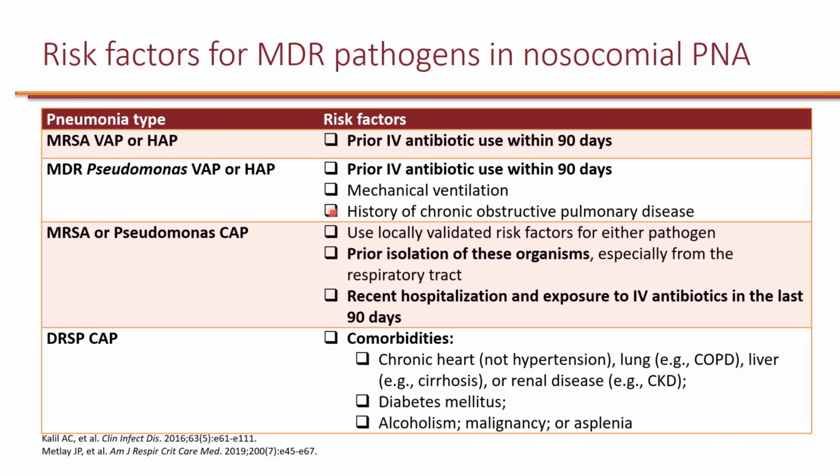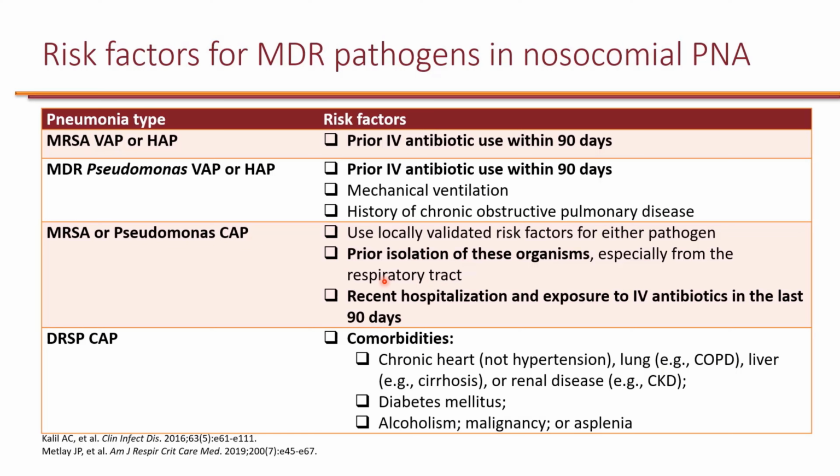Now for multi-drug resistant Pseudomonas, also two other risk factors include mechanical ventilation as well as history of chronic obstructive pulmonary disease. Now when we look at the guidelines for CAP, you can see that for MRSA or Pseudomonas, they actually recommend to use a locally validated risk factor for either pathogen. So it really depends on the hospital because they couldn't find a validated risk factor that will work across the country. And one strong risk factor for MRSA or Pseudomonas is actually a prior history of isolation of these organisms, especially if it's in the respiratory tract.